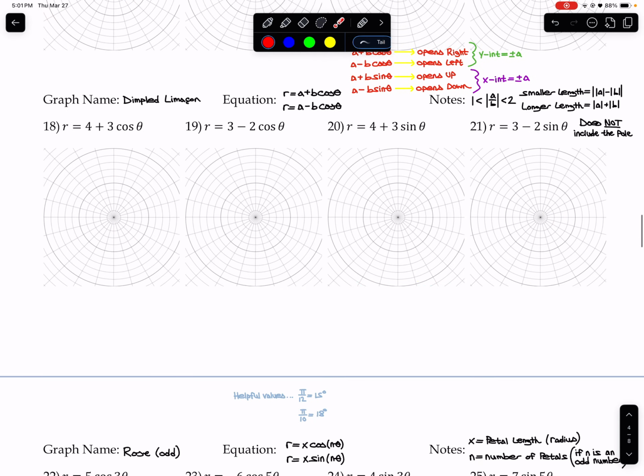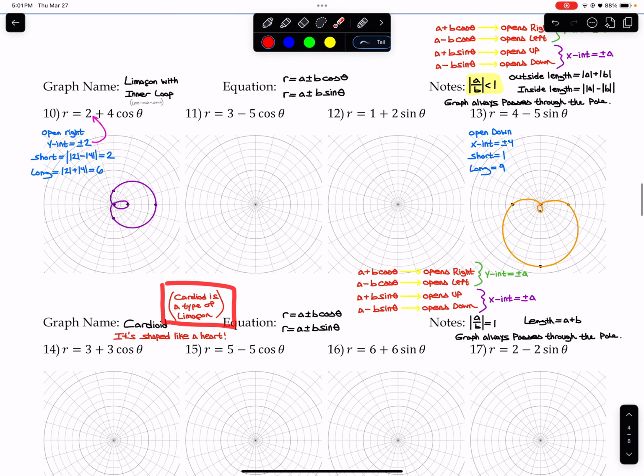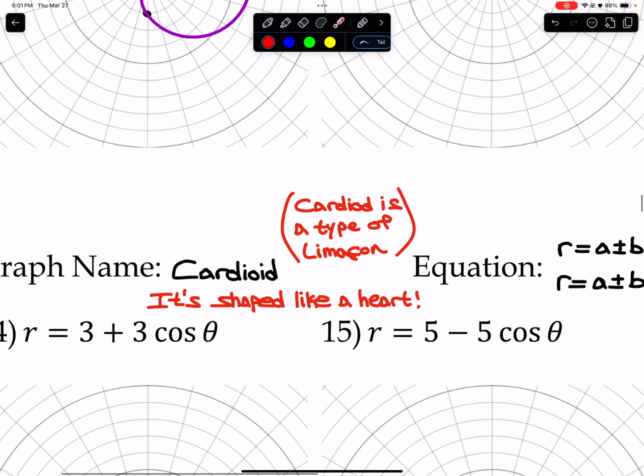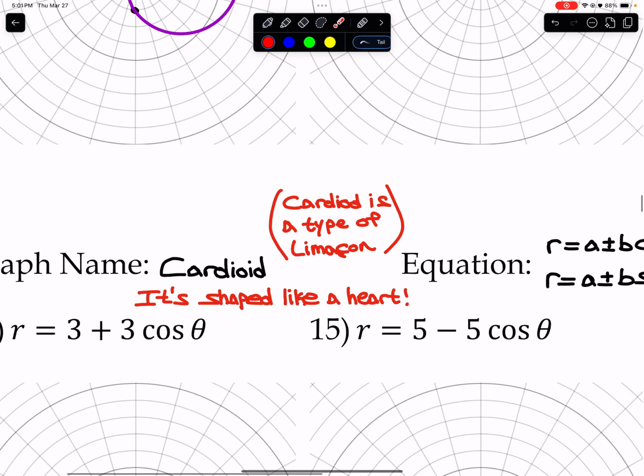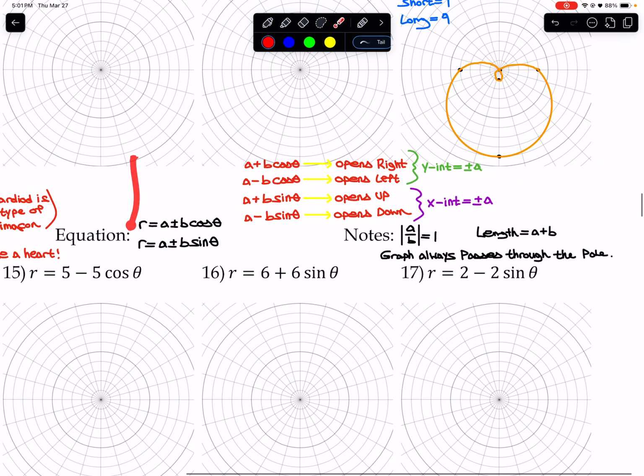So most of the graphs that we're doing are going to be types of limacons. So just know that limacon is kind of the umbrella term. And then once again, we're going to have the big four referencing all this information again. So that should be a recap of what's above.